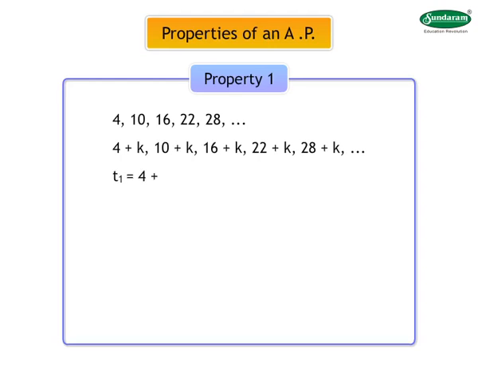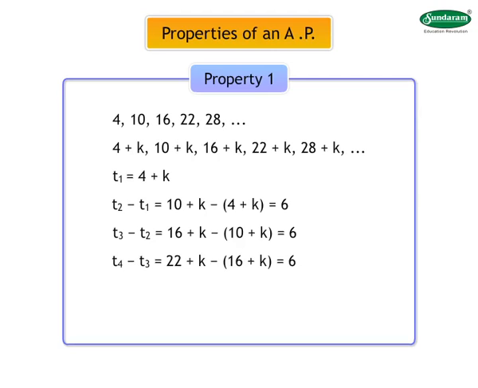We see that T1 is equal to 4 plus k. T2 minus T1 is equal to 10 plus k minus 4 plus k, which is equal to 6. T3 minus T2 is equal to 16 plus k minus 10 plus k, which is equal to 6. T4 minus T3 is equal to 22 plus k minus 16 plus k, which is equal to 6. Observe that this is also an AP with the first term 4 plus k, and again the common difference 6 remains the same.